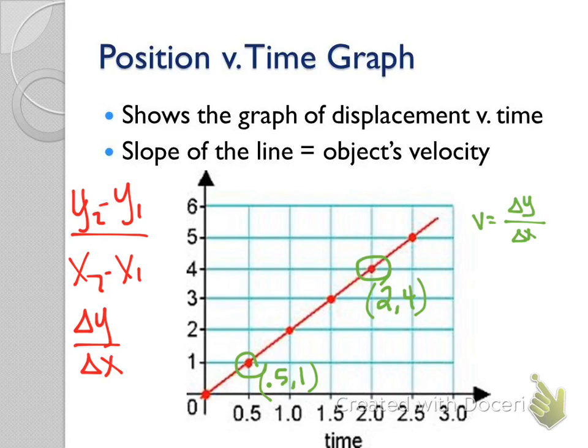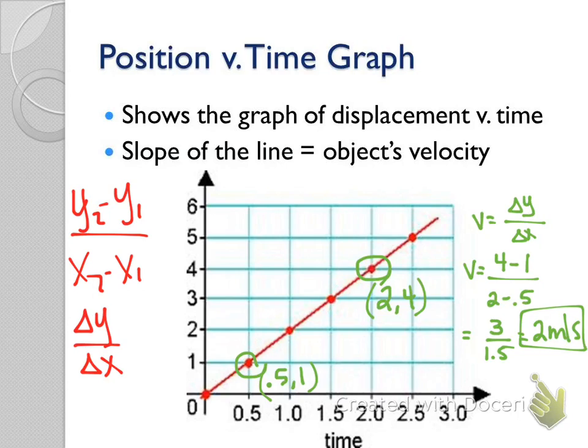So I take my final y, which is 4, minus my initial y, 1, over 2 minus 0.5, which is going to give me 3 over 1.5. That's 2 meters per second. If I go look at my graph now, I'm basically telling you that this object has moved 2 meters after 1 second. It's moving 2 meters every 1 second.